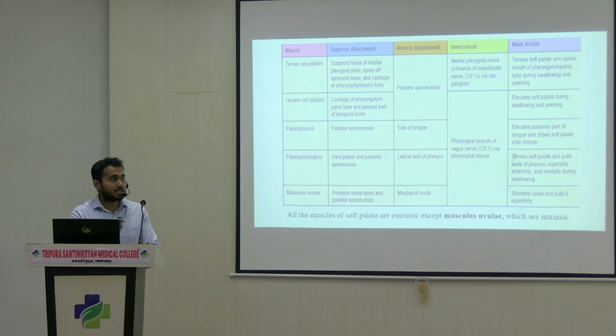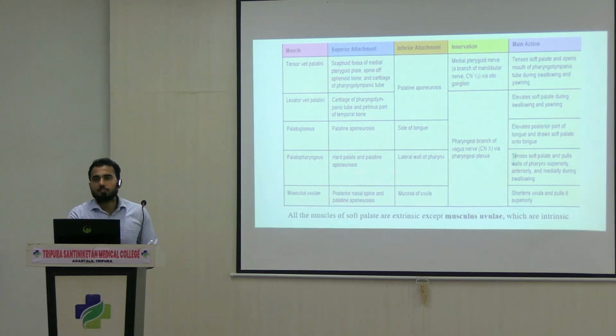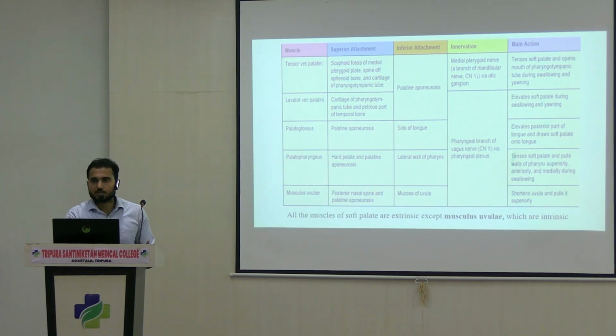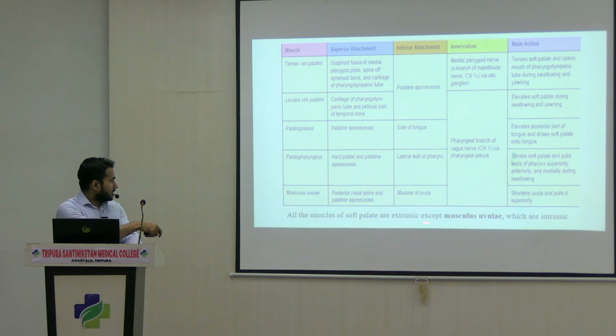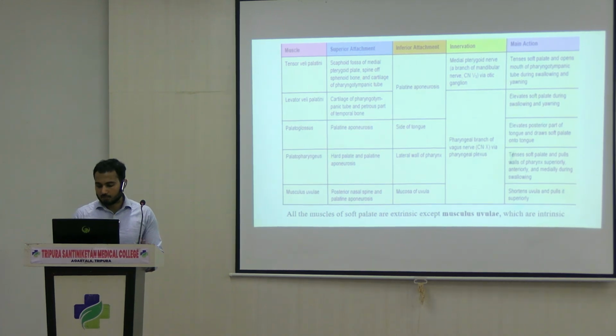All the muscles except tensor veli palatini, which is supplied by the nerve to medial pterygoid, a branch of the mandibular nerve. That is the exception, and we have seen that exception in the case of the tongue also. And as I said, all the muscles are extrinsic except musculus uvuli, which is intrinsic in nature. So that is all about the muscles.